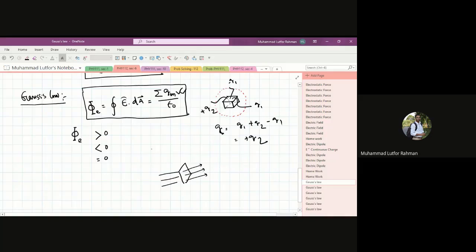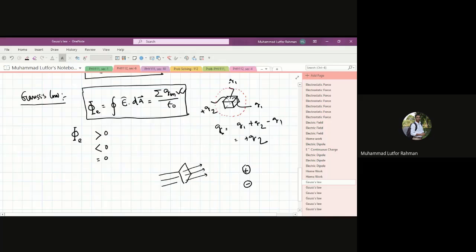If it is positive, then I could assume that there will be some positive source charge inside that surface area or inside that region. If it's negative, then I will assume that there will be some negative source charge inside that region.